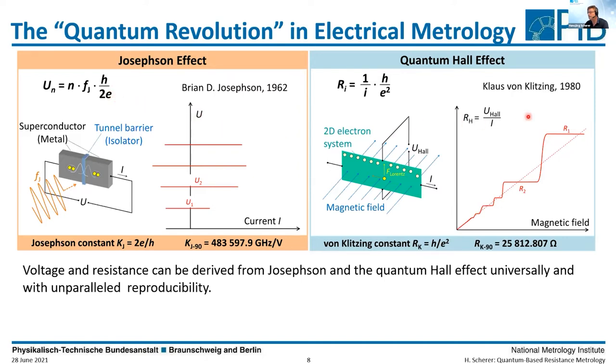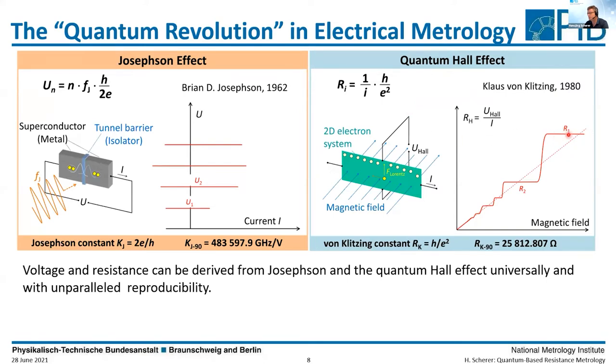Then, a little bit later, in 1980, Klaus von Klitzing discovered the quantum Hall effect, and I will speak more in detail about this later. What we do in metrology is use this relation, which defines the Hall resistance in terms of only another integer number and again a ratio, h over e squared, which again just needs the Planck constant and the elementary charge.